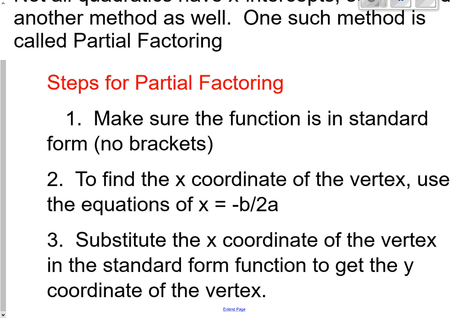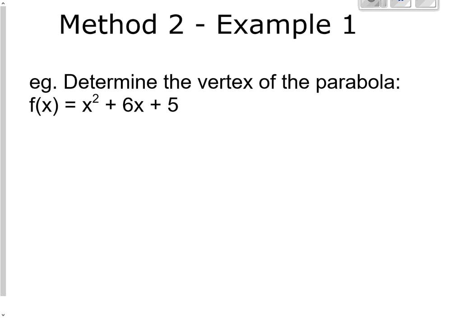So let's talk about that. Here we are. We have determined the vertex of the following: x squared plus 6x plus 5. We could factor this, but we're not going to. I'm going to show you how you do this with partial factoring. It's really quite simple.